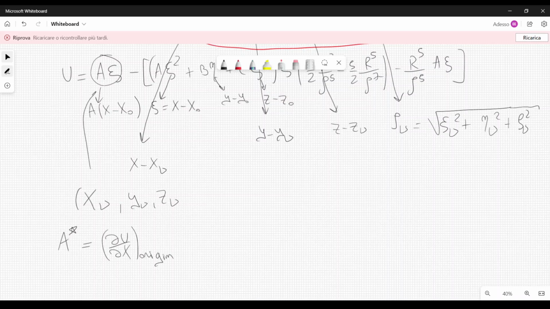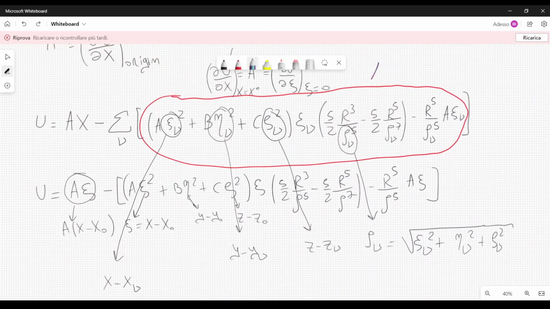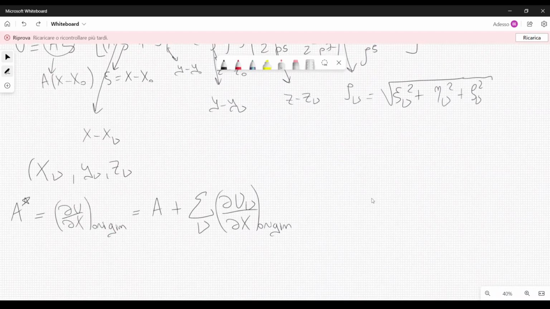From the expression of the velocity there, this will be equal to a plus some summations over nu of the derivative of u nu with respect to x evaluated at the origin. So what we called u nu here is simply this one highlighted in red with this minus sign as well. So we have to put this minus sign there as well.